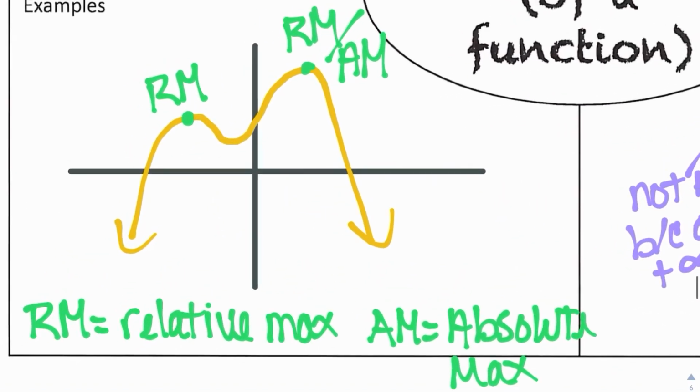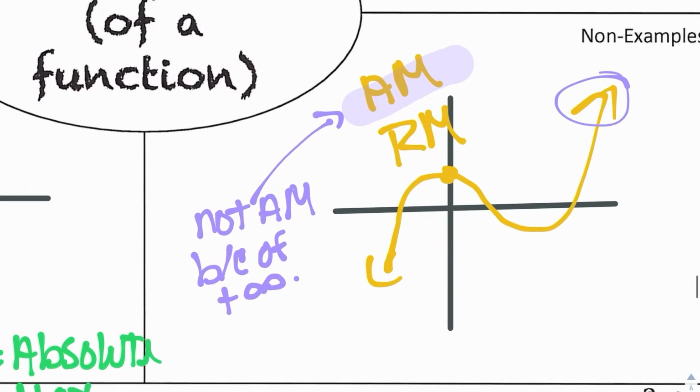And same situation here. This and this are both relative maxima because they're the highest points next to the points on either side of them. This one is also the absolute maximum because it is the highest point of the whole entire function. All right. And then over here, this point would be a relative maximum because it's higher than the points on either side of it, but it's not an absolute maximum because we're going to infinity.